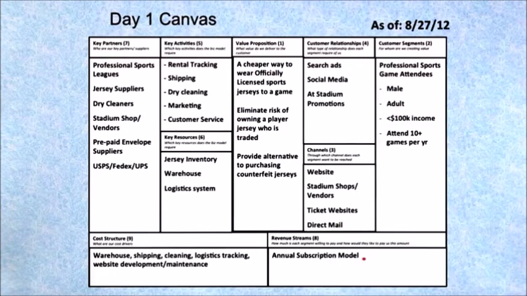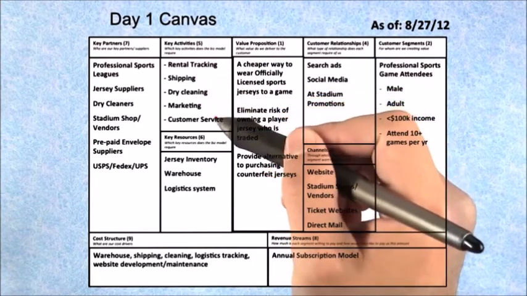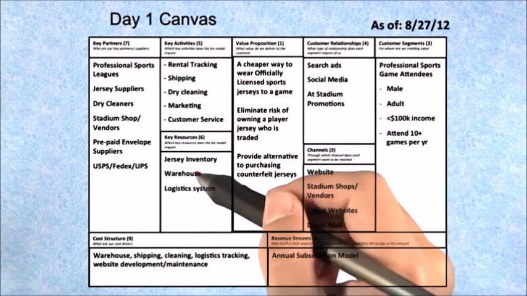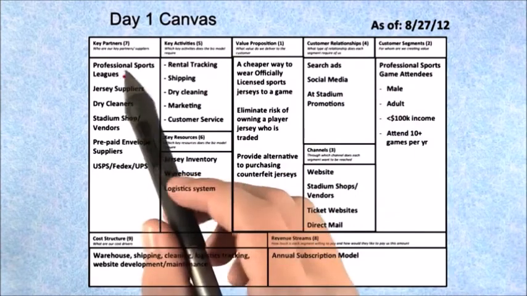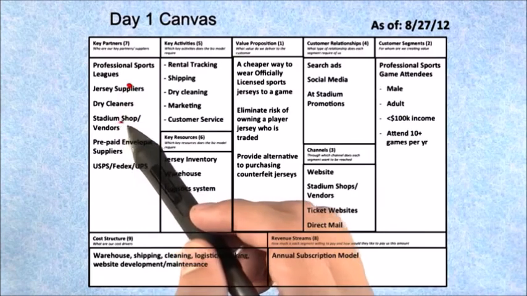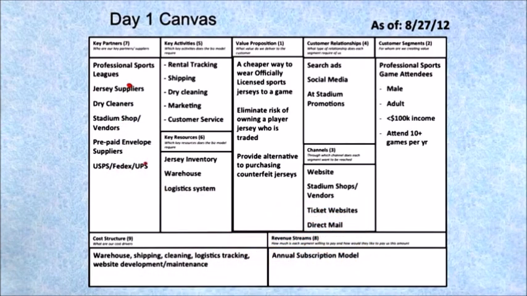And on the left-hand side, kind of the backstage of the business model canvas, their activities were going to be rental tracking, shipping, dry cleaning, marketing, customer service. And they were going to have as resources inventory of jerseys, warehouses, logistics systems, and their key partners might be the professional sports league and the suppliers and the dry cleaners and the shop vendors and envelope suppliers and UPS and FedEx and the postal service. And their cost structure was going to be for warehousing, shipping, cleaning, logistics, tracking, website development, and maintenance.